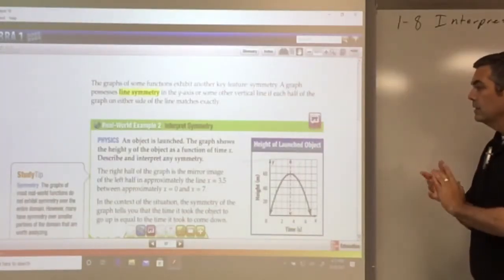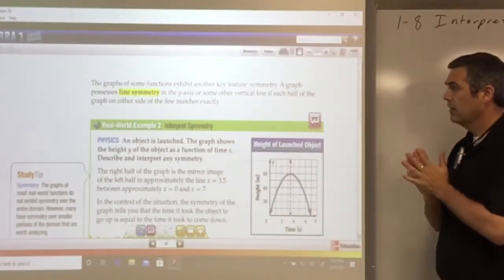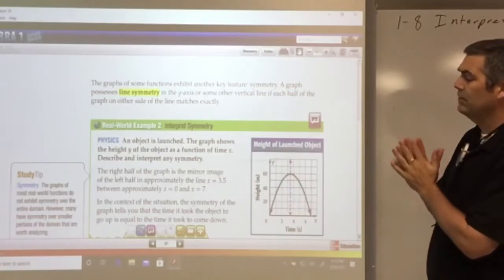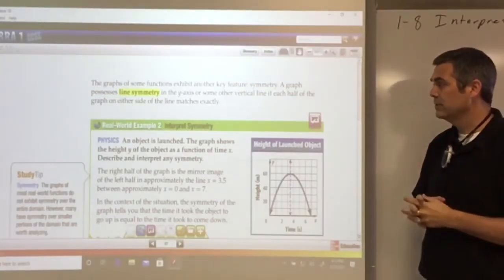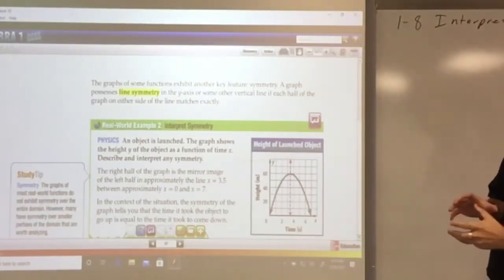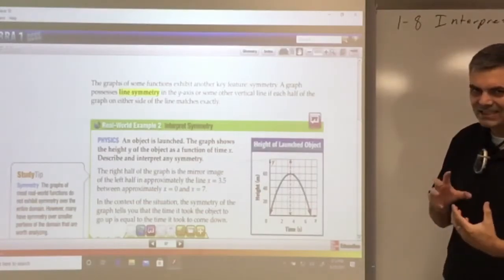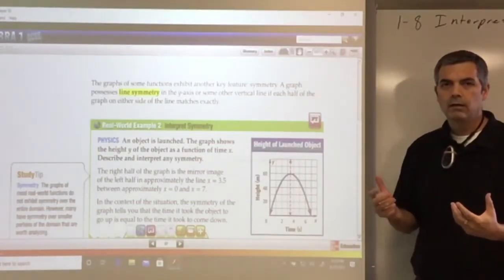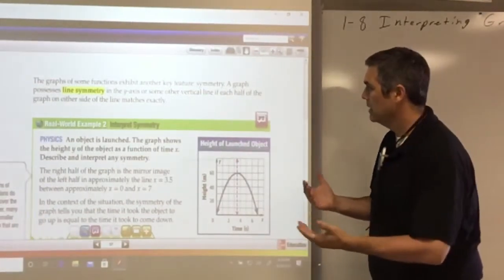All right, next we're going to talk a little bit about line of symmetry. So the graph of some functions exhibit another key feature, symmetry. A graph possesses line symmetry in the y-axis or some other vertical line if each half of the graph on either side of the line matches exactly. Well, that's symmetry, right? If this side is the same as this side, you have symmetry. Okay, so that's what you're looking at.